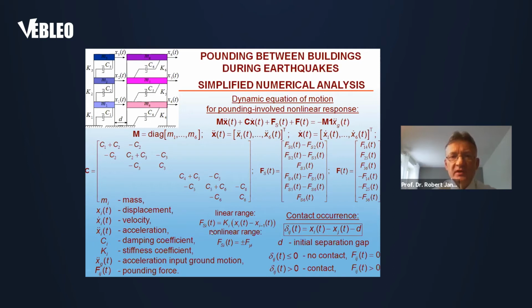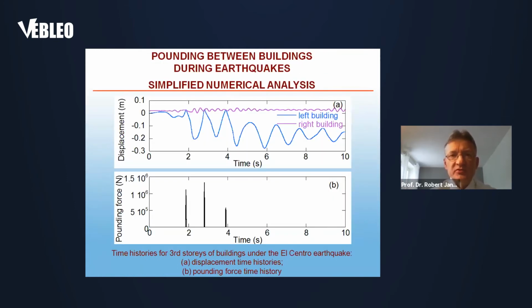multi-degree of freedom systems. In the middle of the slide, we can see the conditions for the linear range as well as for the nonlinear range. And again, the contact occurrence condition: when delta is smaller than or equal to 0, it means we do not have any contact, and when delta is larger than 0, then contact occurs.